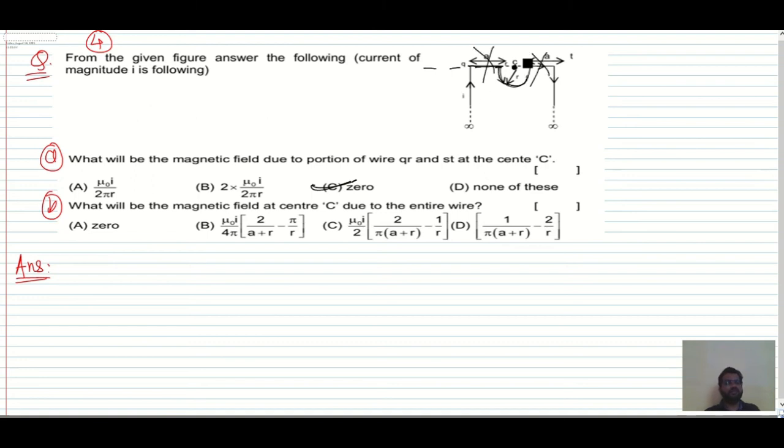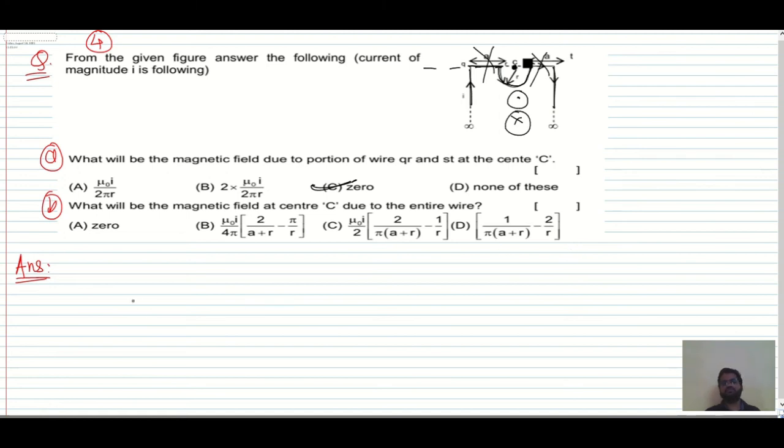It is only this and this that will contribute. We just have to see the direction. It is outside due to the circular wire, and it is inside due to the straight current carrying wire. So the negative sign is what we want. So negative is given everywhere.